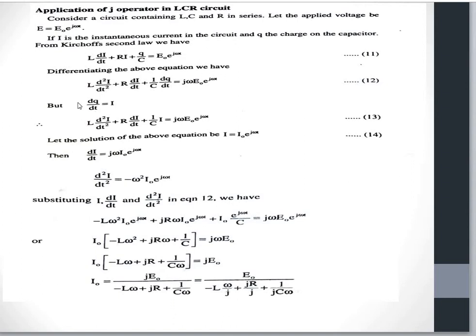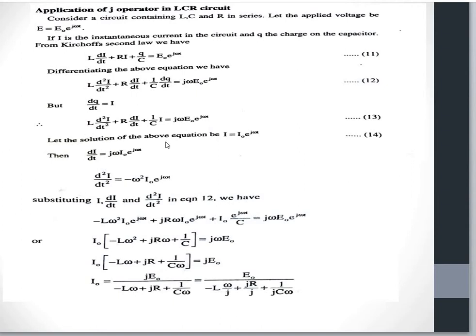Differentiating the above equation, we get L d square I by dt square plus R di by dt plus 1 by C into dq by dt, equal to j omega E0 e raised to j omega t. What is dq by dt? It is nothing but I. So we get an equation in I: L d square I by dt square plus R di by dt plus 1 by C into I is equal to j omega E0 e raised to j omega t. This is a second order differential equation.